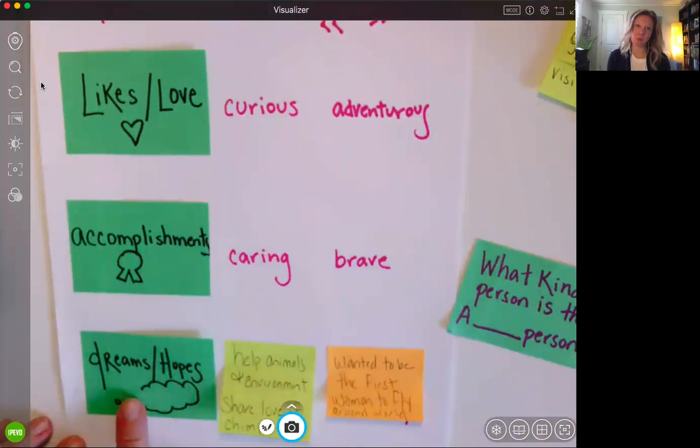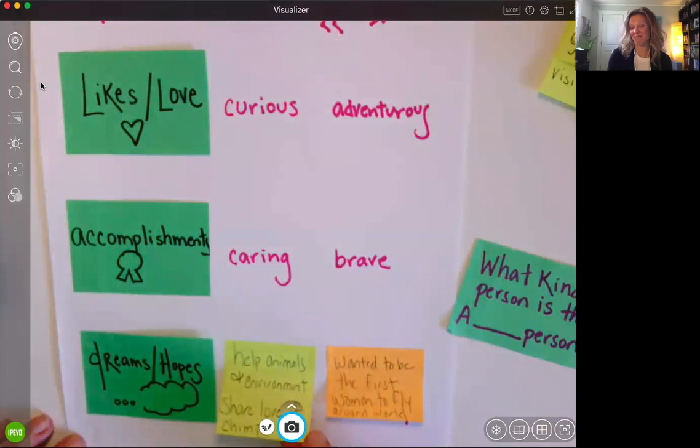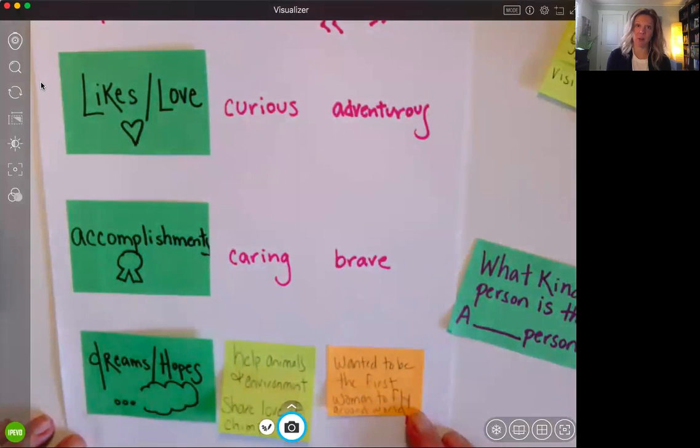The other thing you can do is, as you read, think about the person's or character's hopes and dreams. Like Jane really dreamt and hoped that she could help animals and the environment, and she really wants to share her love of chimpanzees, chimps. And Amelia Earhart, she really wanted to be the first woman to fly around the world. That was her biggest hope. And friends, she almost made it. You need to read more about Amelia Earhart if you don't know her story. She almost made it all around the world, but then something happened. I won't tell you. You can do your own reading or research to find out.